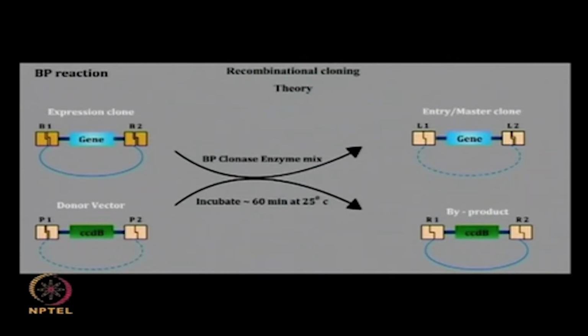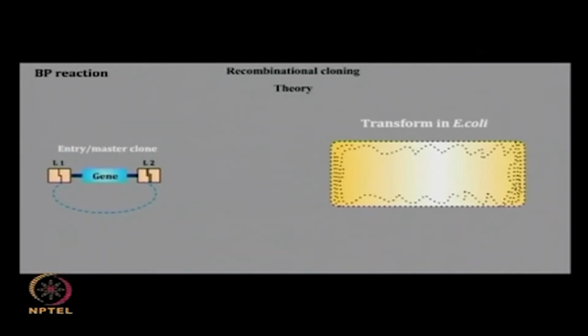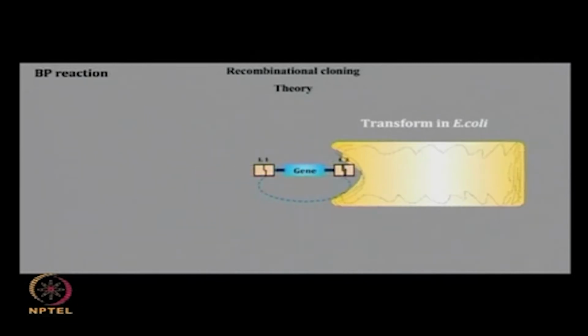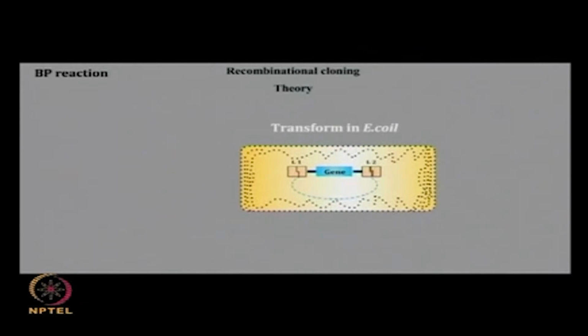The reaction is incubated for just an hour at 25 degrees centigrade to obtain the entry or master clones containing genes of interest. Once this master clone flanked by the attL site is produced, it can then be transferred into any destination vector to produce an expression clone for a specific desired application.